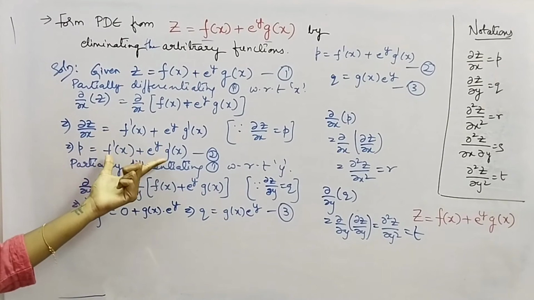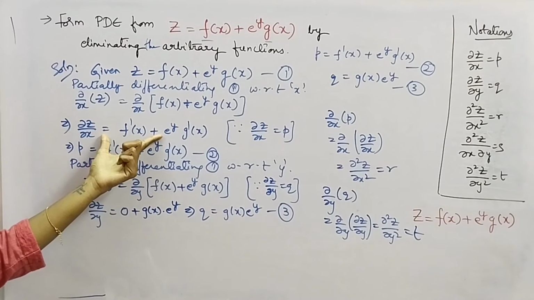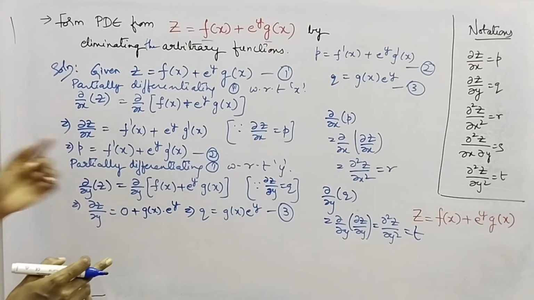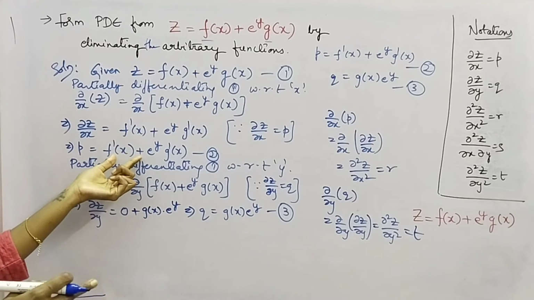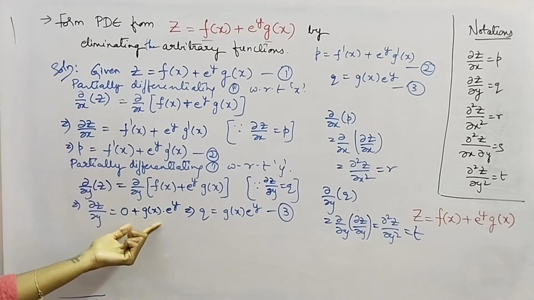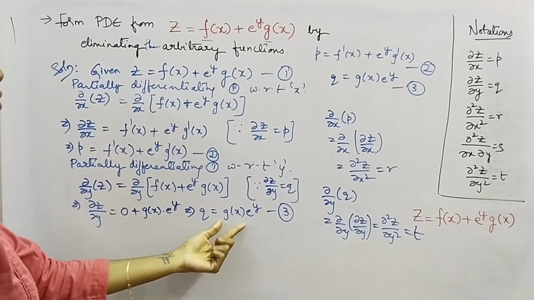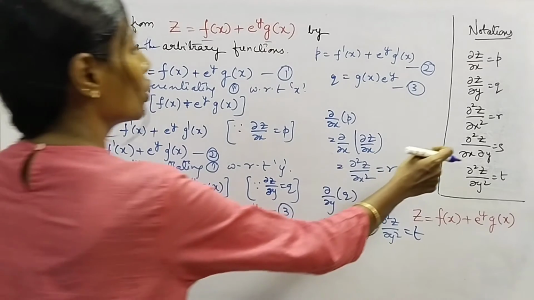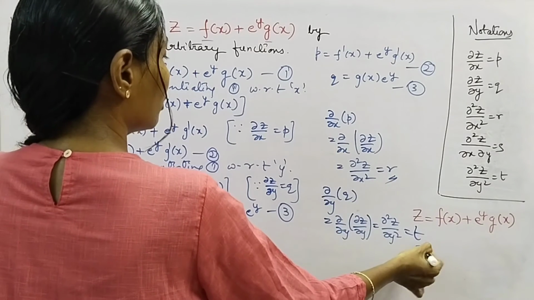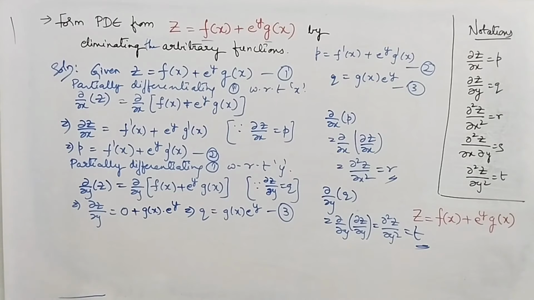By partially differentiating this or this with respect to x, you will get r, and by partially differentiating this or this with respect to y, you will get t. Likewise, if you partially differentiate this or this with respect to y, you will get s, or if you partially differentiate this or this equation with respect to x, you will get s. You can see this in some other problem. Fine. Now we are going to find r and t.